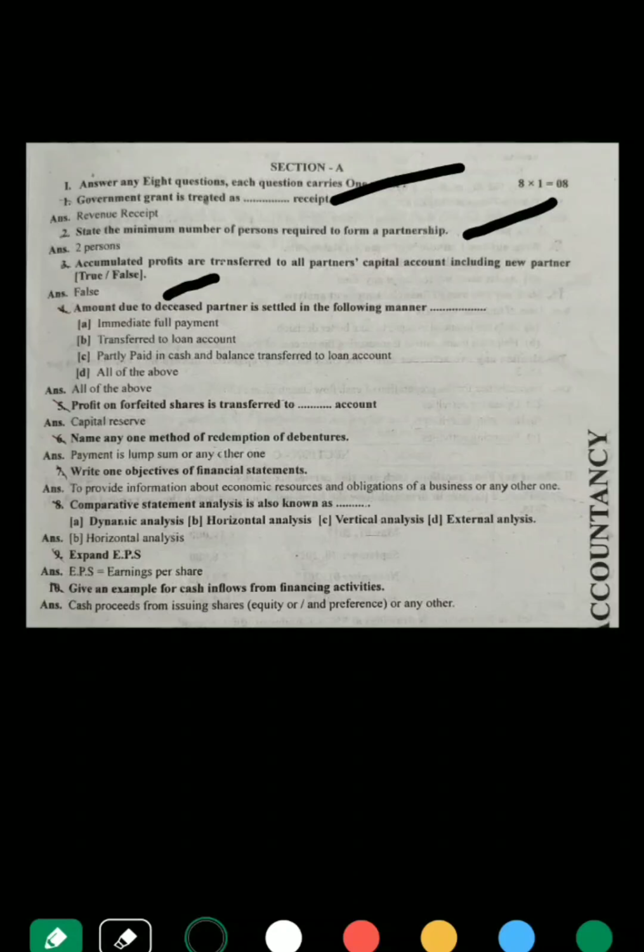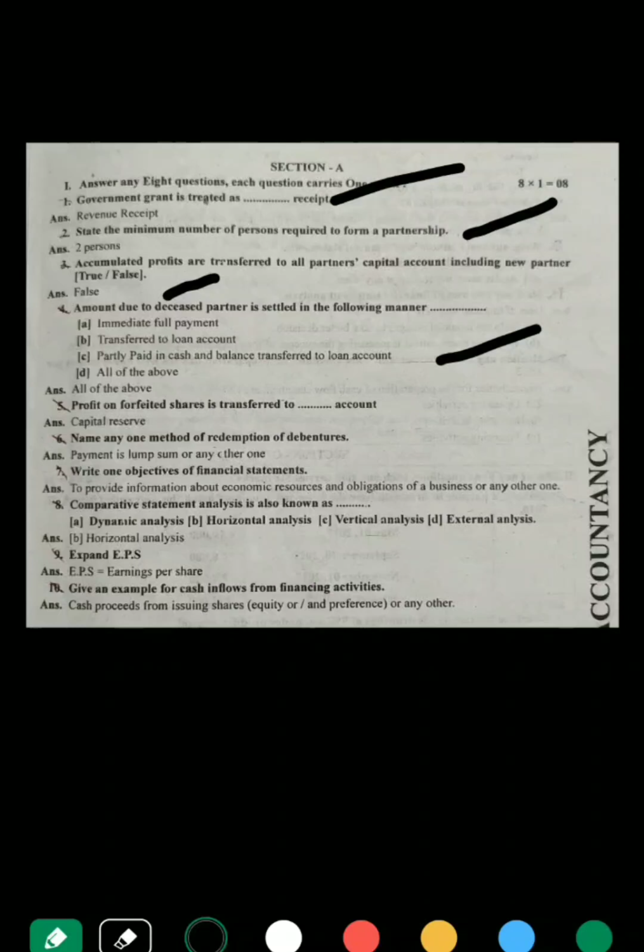The amount due to a deceased person is settled in the following manner. All of the above. Immediate full payment is one of the methods. Transfer to a loan account, or partly paid in cash and balance transferred to a loan account. So here, all of the above is the answer.